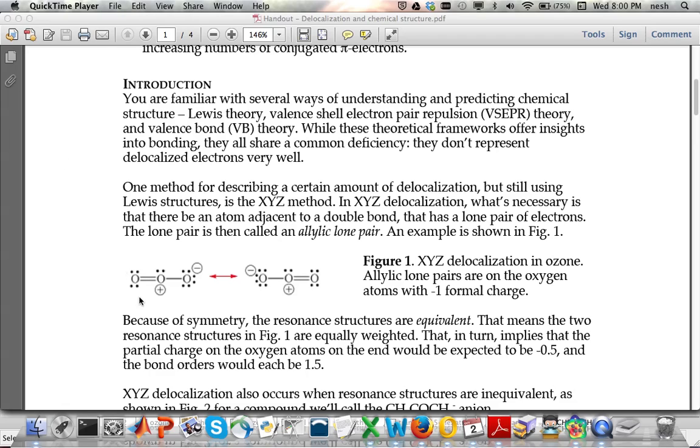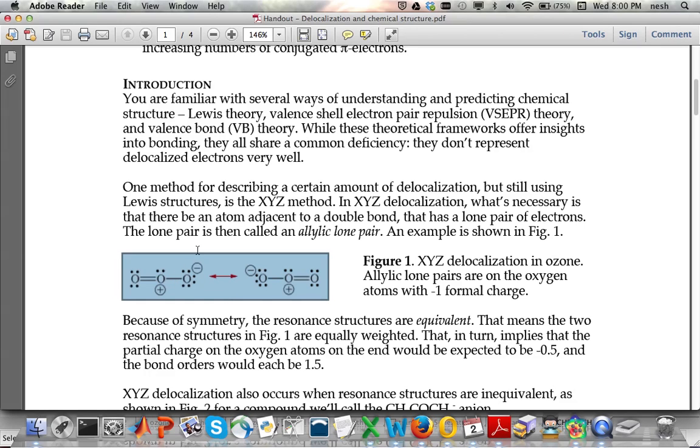here you can see the resonance forms of ozone, and these are the two equivalent resonance forms put together using the XYZ method. As you can see, these are the lone pairs that will form a double bond right there, and so on. So those are the two equivalent resonance forms. How many pi bonds do we have? Well, there's just one pi bond because the other one is a sigma bond, and we have 2 electrons in that pi bond. So that's the first couple things to do.